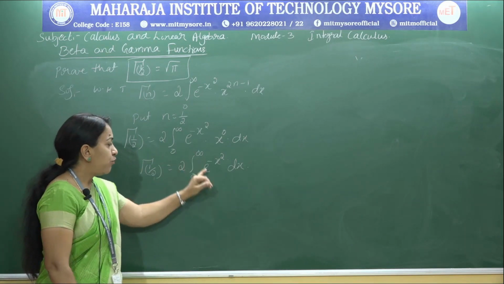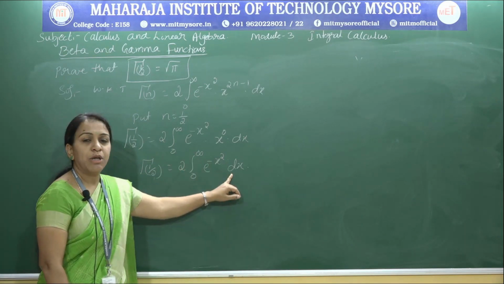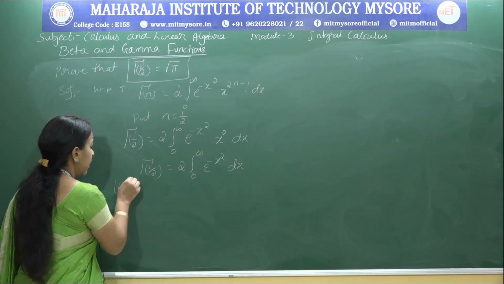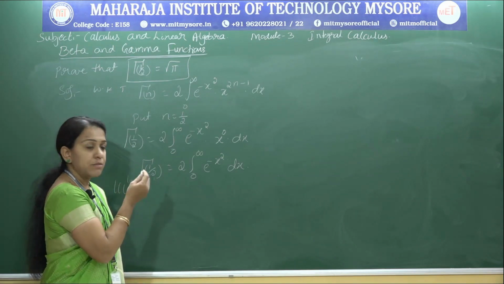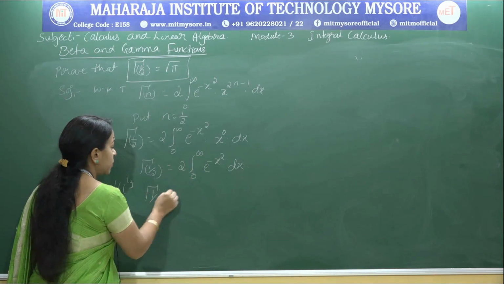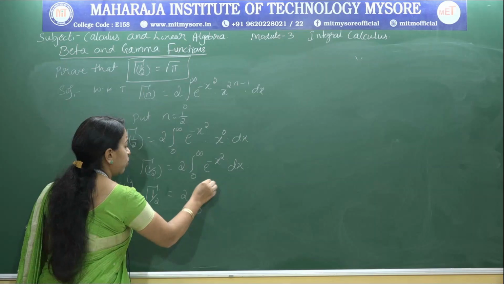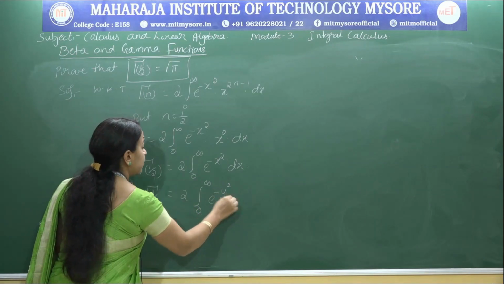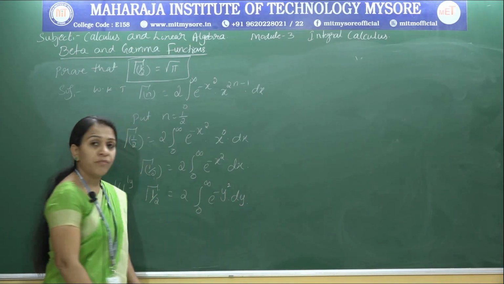So, your integral 0 to infinity e power minus x square dx, similarly I can define it in terms of y, that is gamma half is equal to 2 times the integral 0 to infinity e power minus y square dy.